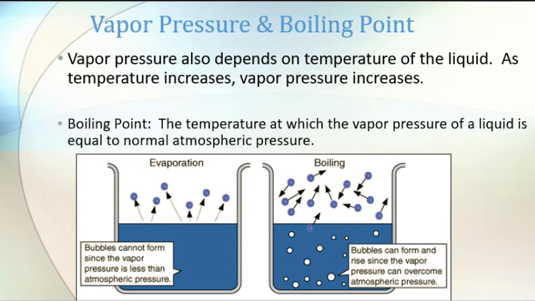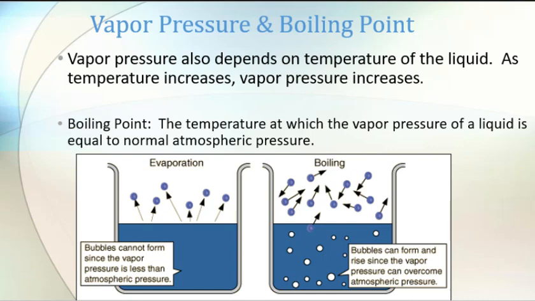Okay, vapor pressure and boiling point. So that's what it gets to. I've got that vapor. It's evaporating off of there. It's turning from a liquid to a gas. Another word for turning from a liquid to a gas is boiling, right? It's the evaporation. Vapor pressure also depends on the temperature of the liquid, guys. As temperature increases, vapor pressure increases. That makes total sense. I'm heating it. I'm going to boil something. I'm going to have much more vapor coming off of it.